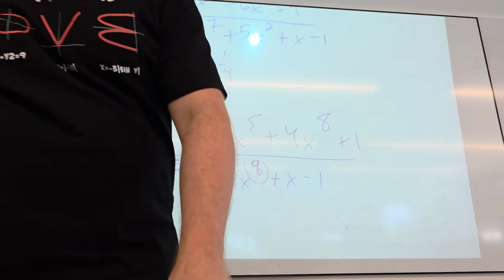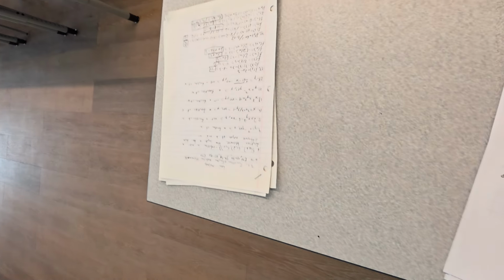So if the power is larger on the bottom, then it's always equal to 0.